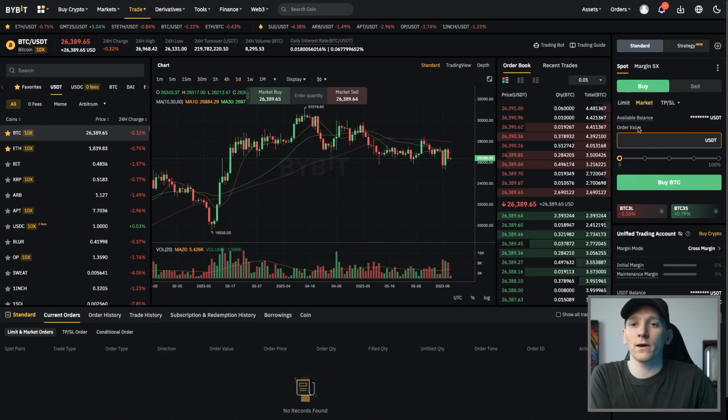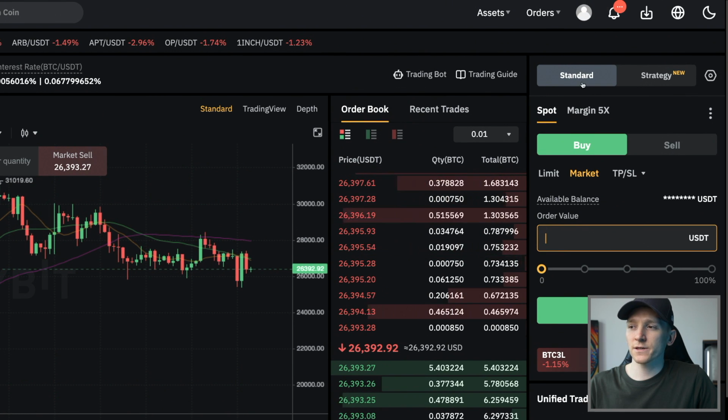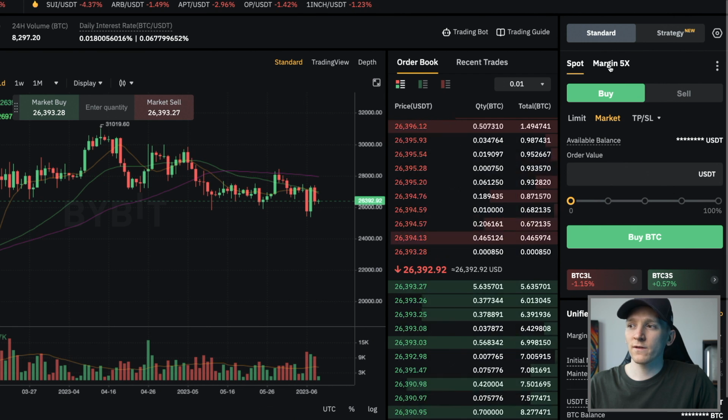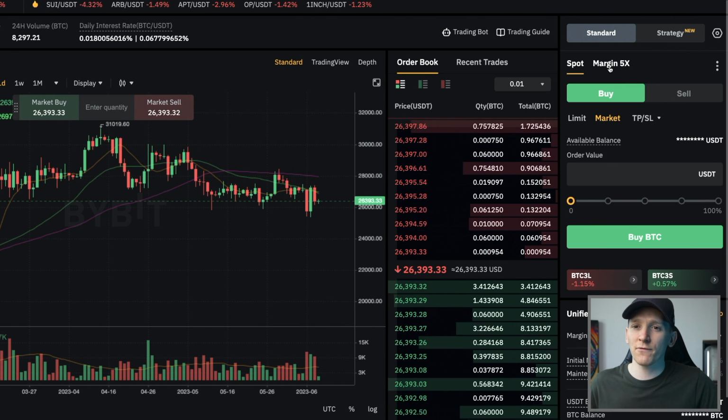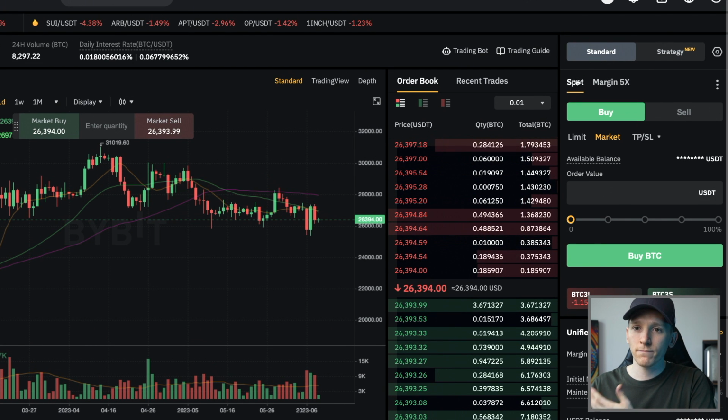We can now go and input our order details in order to buy the amount of the currency that we actually want. So come over to the right-hand corner, and I'm going to choose standard here and then spot. You can choose margin trading if you want. This is where you borrow money from the exchange, you leverage up your trades. I won't go through that in this video, but I've got videos below if you want to learn more about that. But we're just going to focus on buying Bitcoin in the spot market.